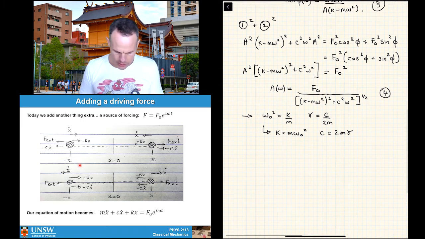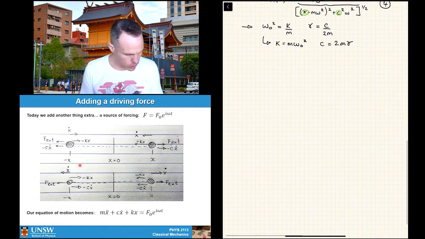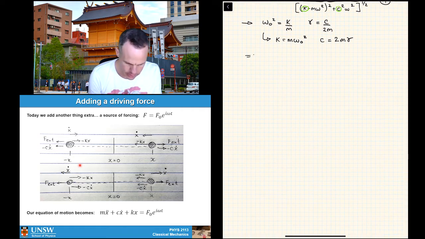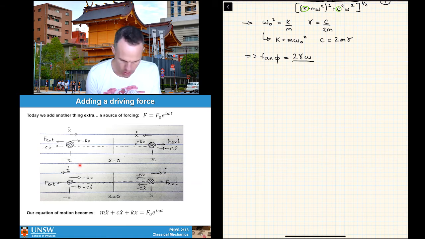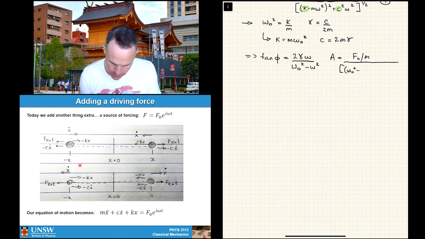And now if you take the k and substitute it in here and here, and then take the c that you've got and substitute it into there and there in those two equations, you can rewrite those two equations a little bit like this. What you get is tan phi is equal to 2 gamma omega on omega naught squared minus omega squared. And your amplitude becomes f naught on m divided by omega naught squared minus omega squared squared plus 4 gamma squared omega squared, all to the power of a half.